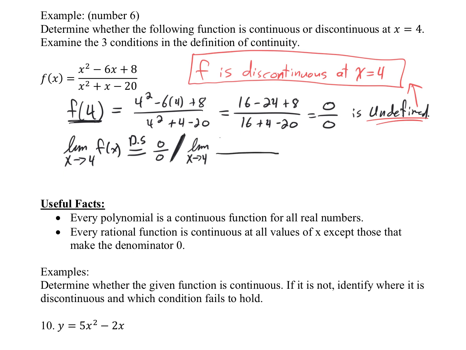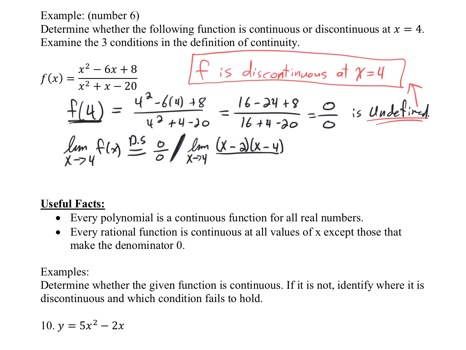Looking at my numerator, I need to factor the quadratic x squared minus 6x plus 8. So I need two numbers that are going to multiply to 8 that will add to negative 6. How about 2 and 4? Those will multiply to be positive 8. If I make them both negative, they still multiply to be positive 8, but now they will add to be negative 6.